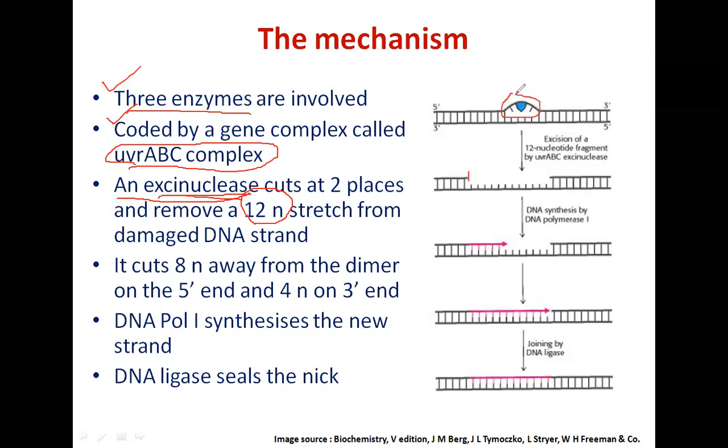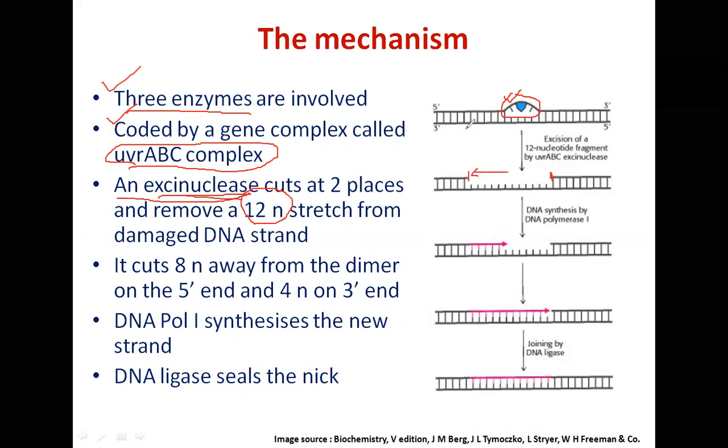Thymine dimer has been formed, and as you can see the DNA is slightly bulged out. So X-nuclease will remove a 12 nucleotide stretch. This is the stretch that is being removed. It makes a cut 8 nucleotides towards the 5' end from the site of damage.